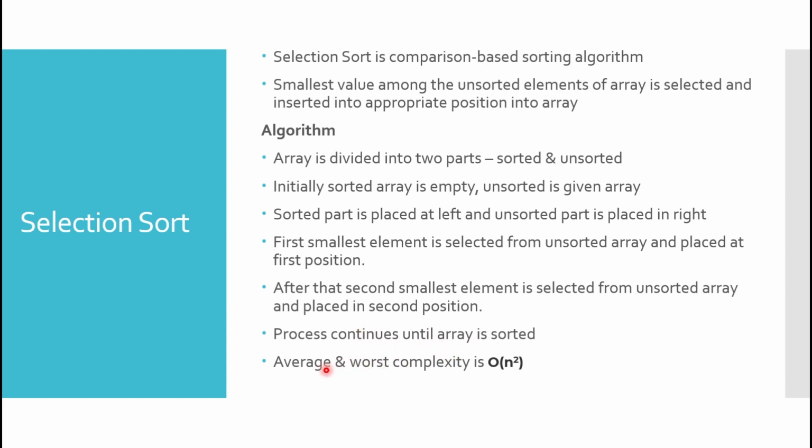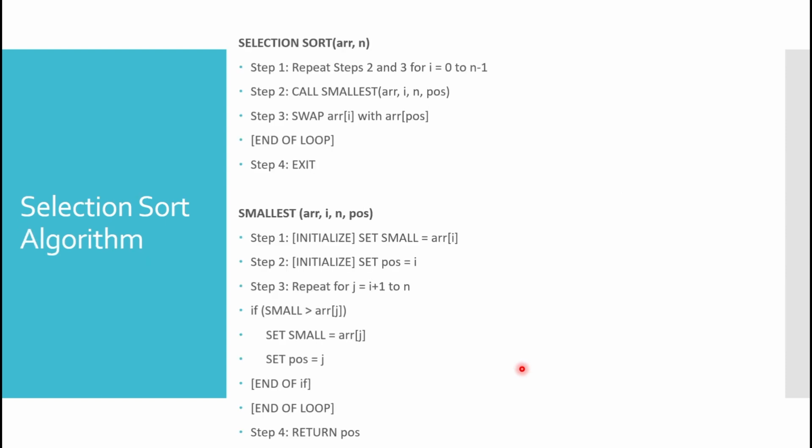So what is the time complexity for this selection sort? The best and the worst case complexity is order of n square. Now let's see how the selection sort algorithm works.